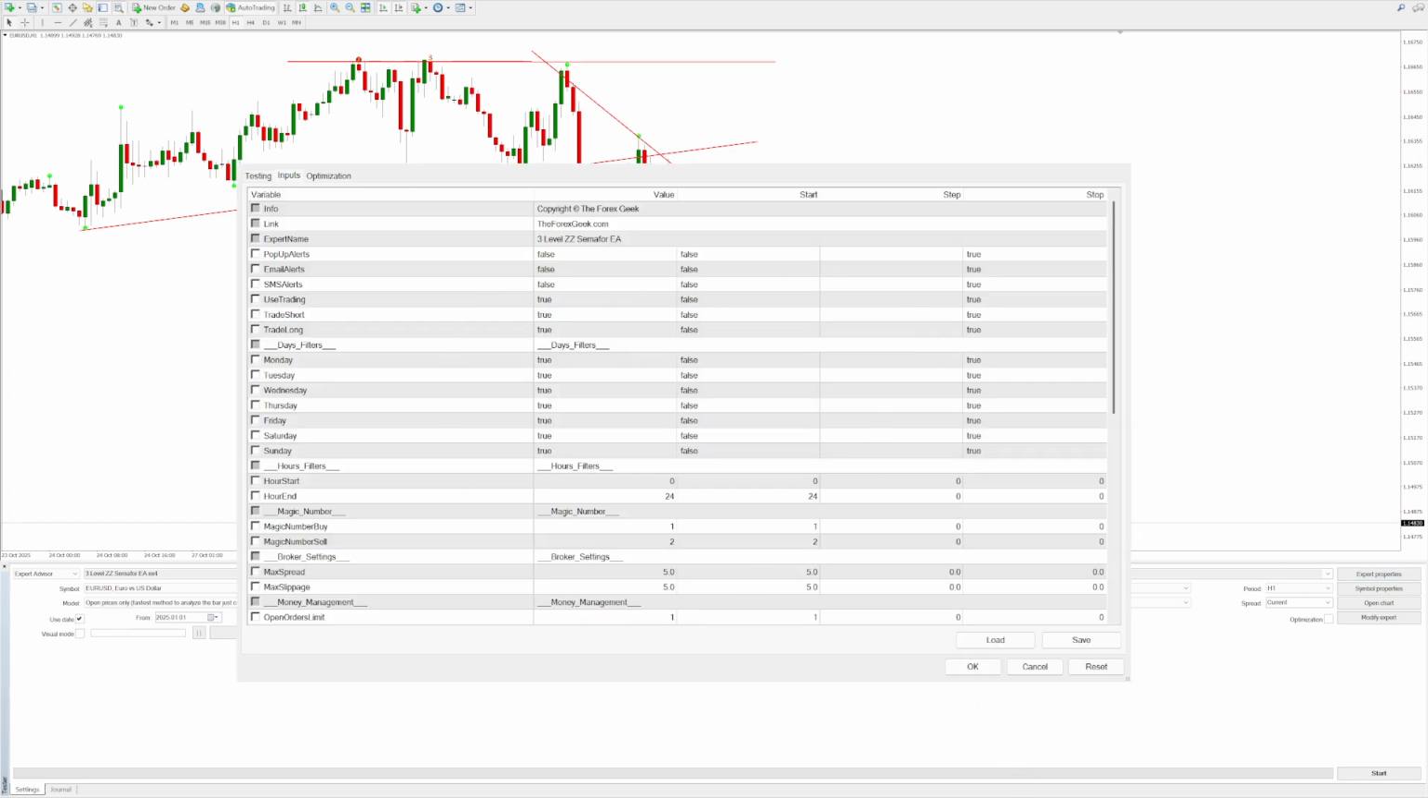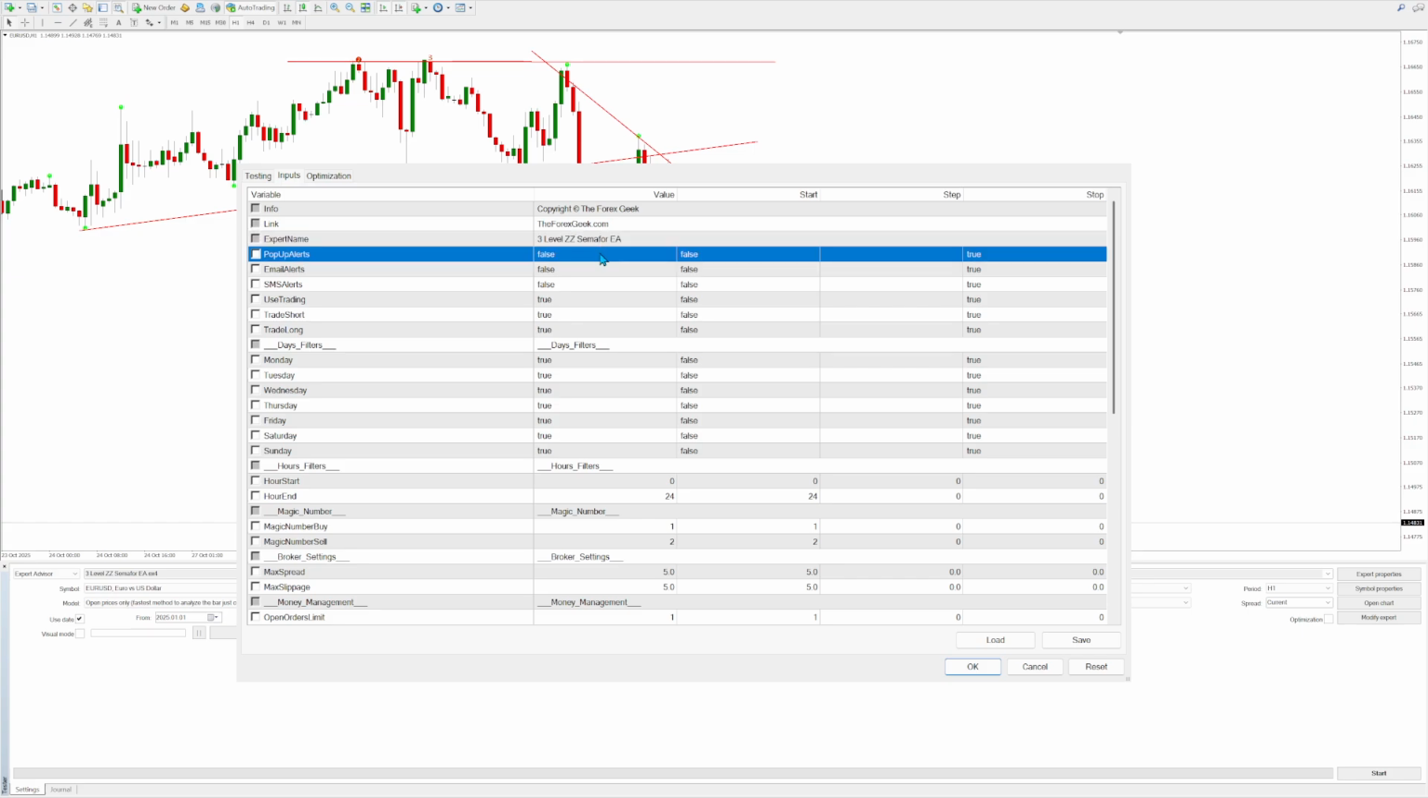So here you can see all of the different settings that you can customize depending on your own trading strategy. Okay, so you've got the EA name, you can change that to anything you want to display in your account history. Pop-up alerts, if you set this to true, the EA can send you a platform pop-up when there's a signal. For example, buy signal on the euro dollar 1 hour chart.